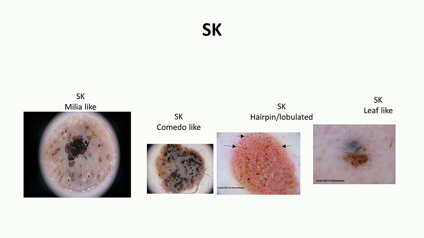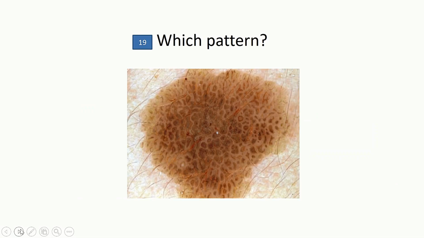But when the leaf-like structure and arborizing vessel are mentioned in one question, the diagnosis is more compatible with basal cell carcinoma. But when the leaf-like structure is presented with, for example, comedo-like structure or milia-like structure, the diagnosis of seborrheic keratosis is more suggested. Which pattern?